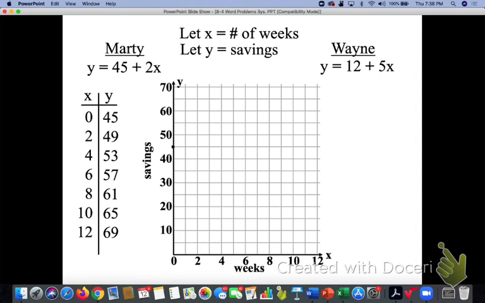2 across, 49 up. 4 across, 53 up, and so on. And I draw my line. Notice the arrow on the end of it. It goes on and on in this pattern.